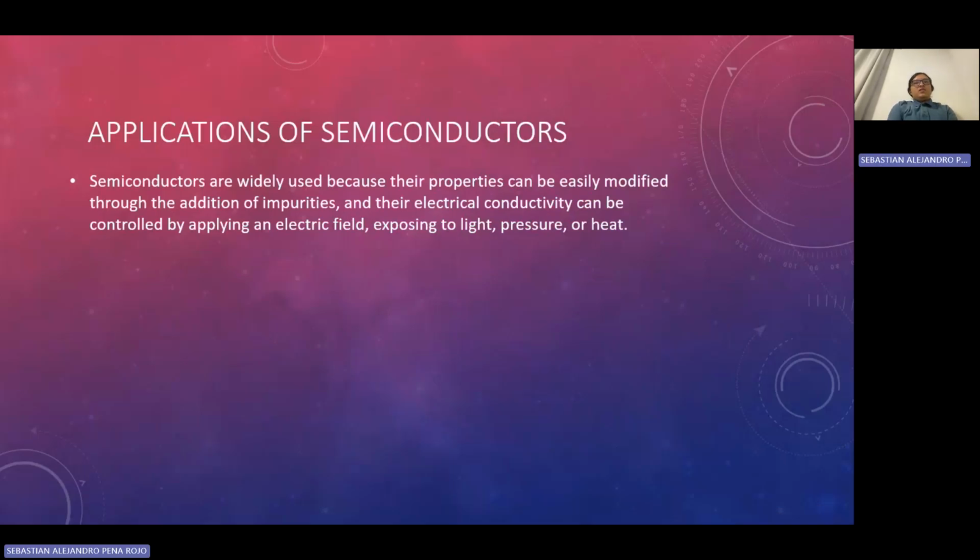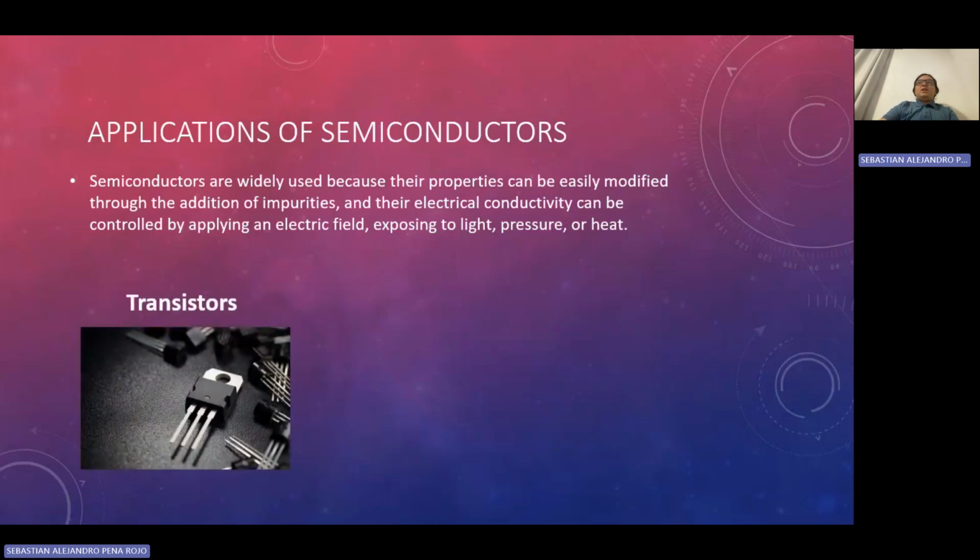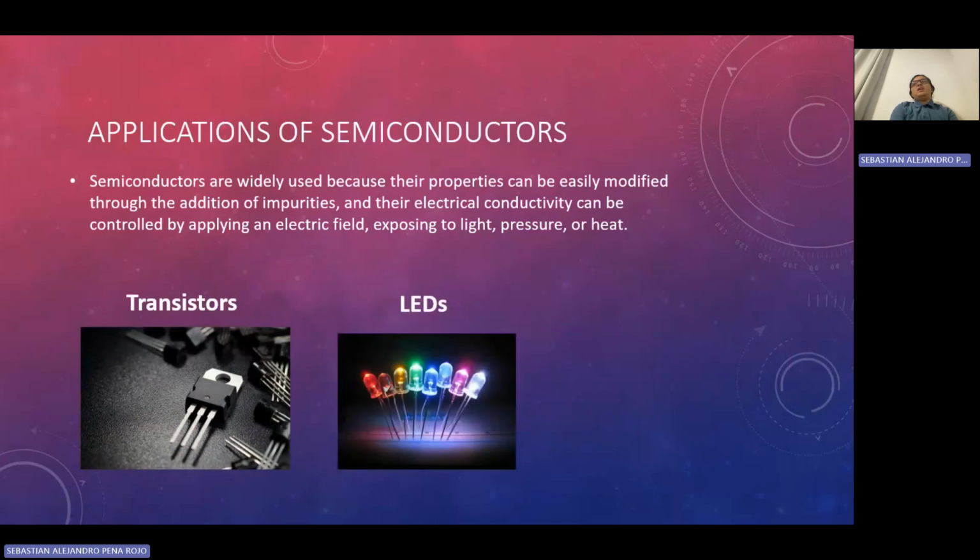Semiconductors are widely used because their properties can be easily modified through the addition of impurities, and their electrical conductivity can be controlled by applying an electric field, exposing to light, pressure, or heat. They have been used for transistors in bipolar junction transistors, which allow currents to be controlled by small changes in potential difference, which allows their use as amplifiers. And they can also be used as temperature sensors, as the current flow is affected by temperature. There are also light-emitting diodes.